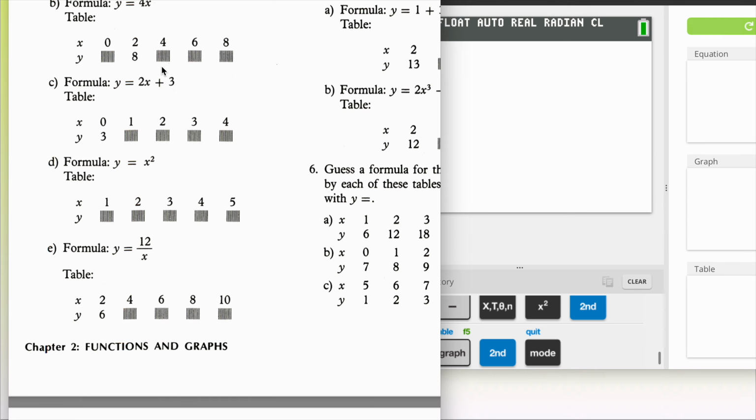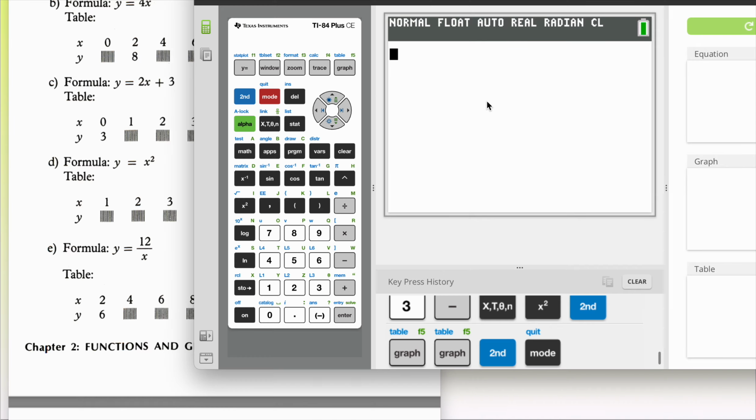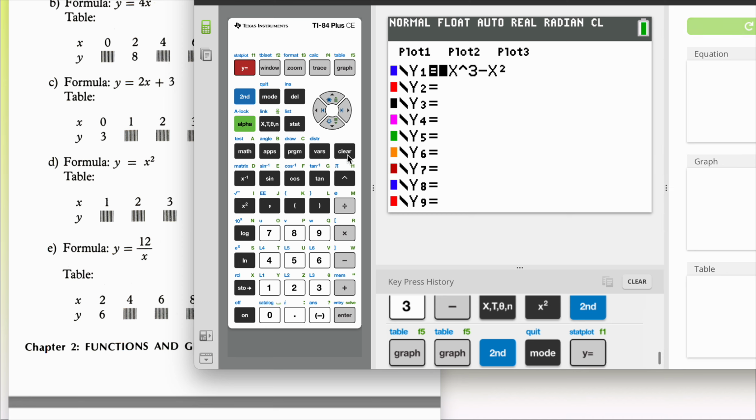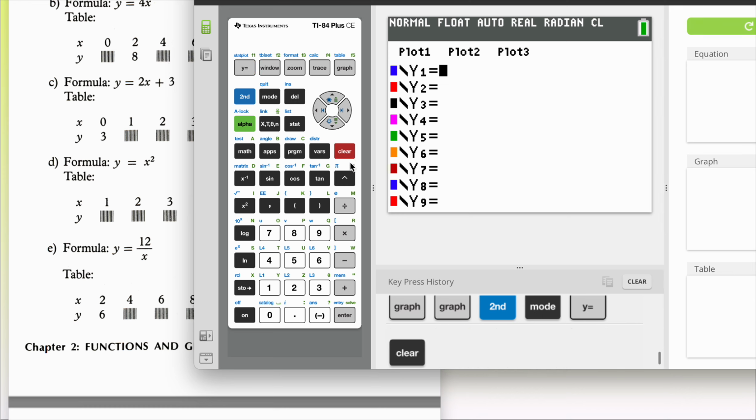I want to generate a table for this equation, y equals 2x plus 3. You notice this y equals right here matches that button right there. Press y equals. And if there is stuff in your y equals, then press clear. Another thing you may wish to do is navigate up here. If any of these plots are turned on, navigate on top of them and press enter. That turns them off. That will clear up some nonsense on your calculator.